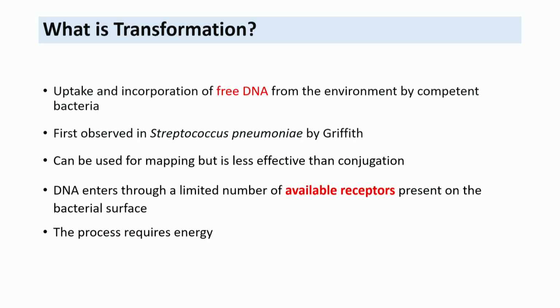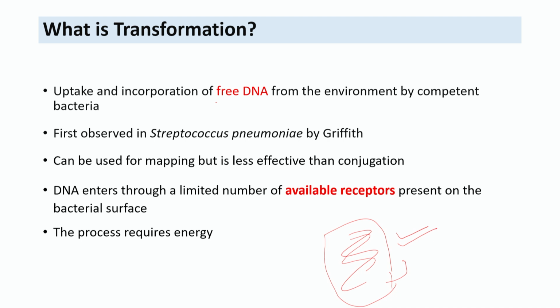So let's first talk about what is transformation. Transformation is the uptake and incorporation of free DNA from the environment by competent bacteria. What does it mean? If any genetic material, DNA, is freely available in the environment, there are some bacteria that can take up this kind of free DNA. This capability of a bacterial cell to take up free DNA is the process of transformation.